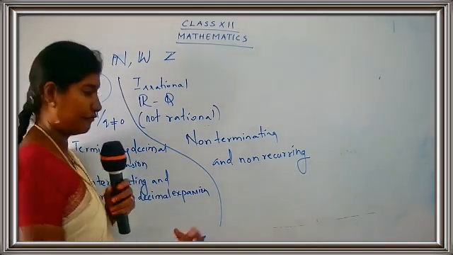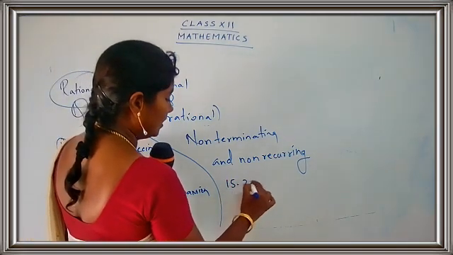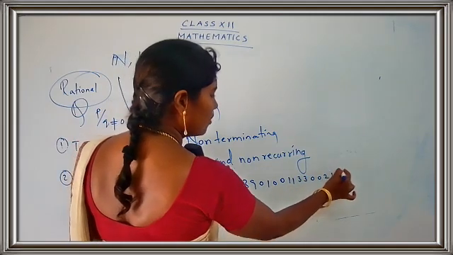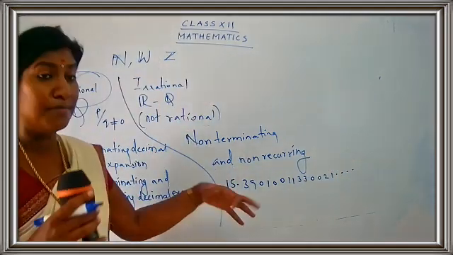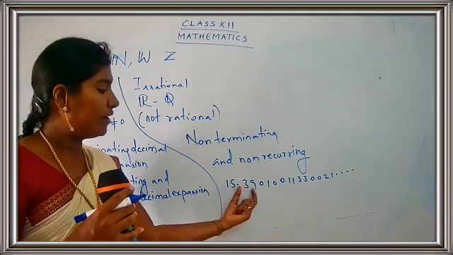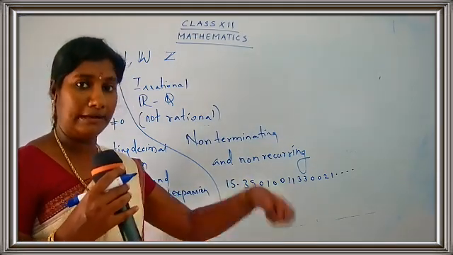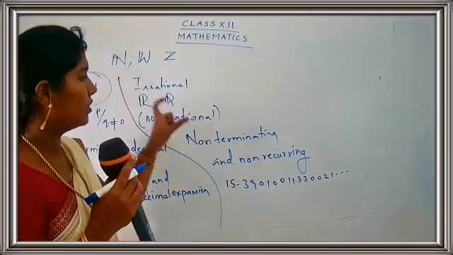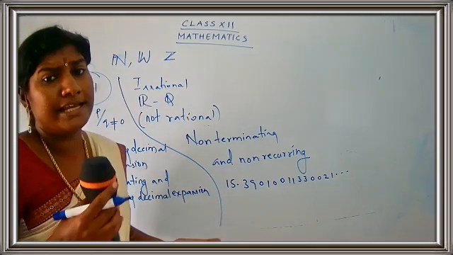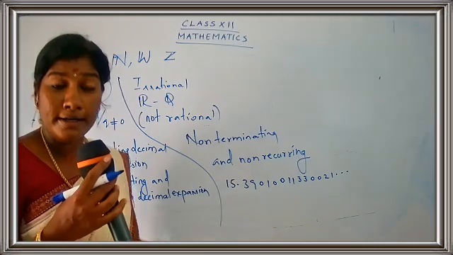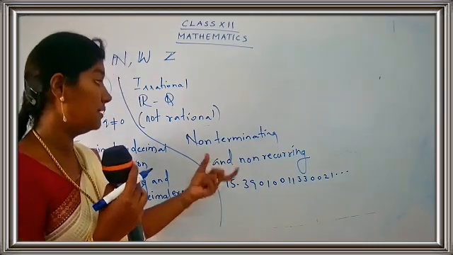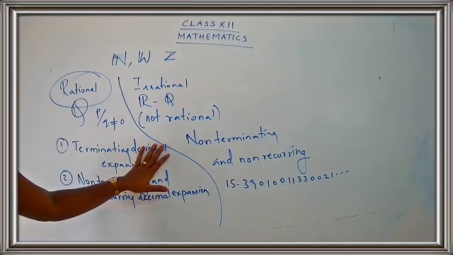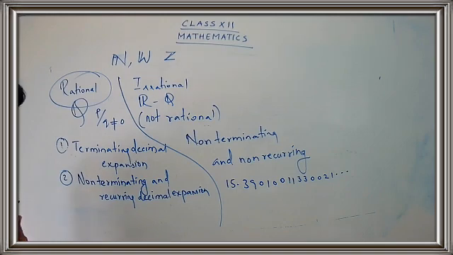You have different sets of numbers like 15.39010011330021 dot dot dot. You see? So you have some different set of numbers. I cannot have a fixed set of numbers which are repeating again and again, and it's non-terminating. The numbers continue. So the way of expressing an irrational number is non-terminating and non-recurring. You should know the difference between rational and irrational numbers. Okay, children? I hope you are clear with the difference.